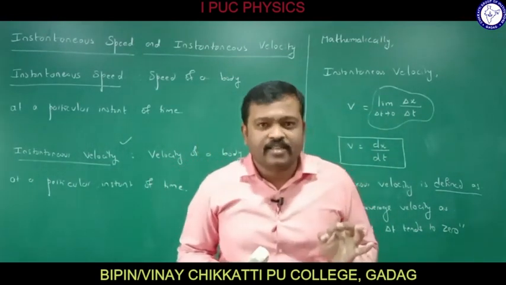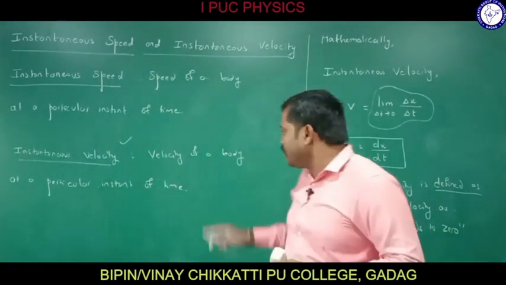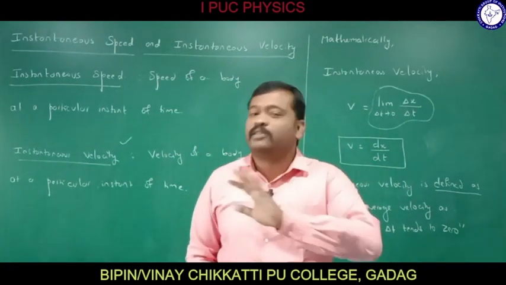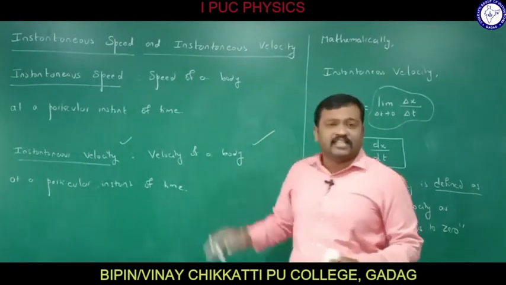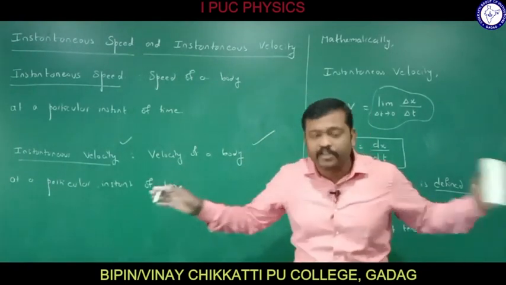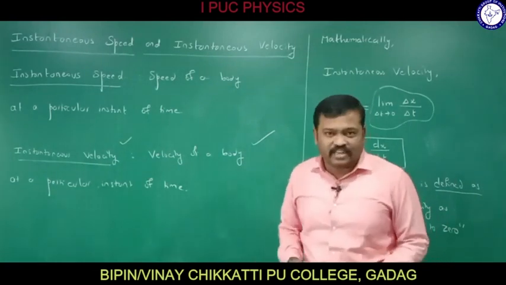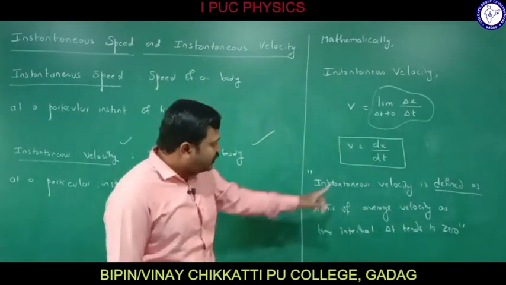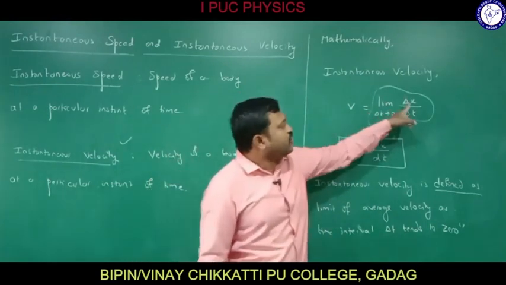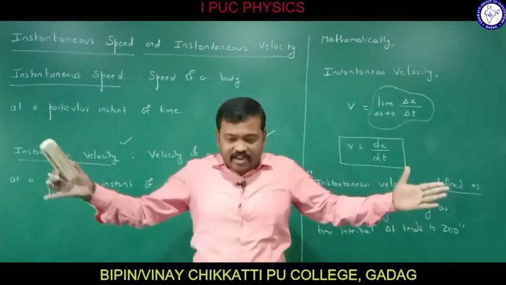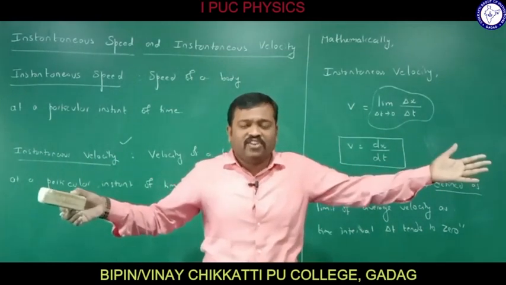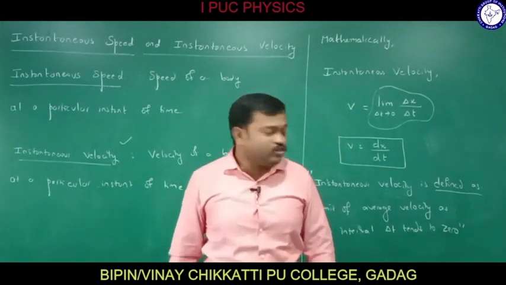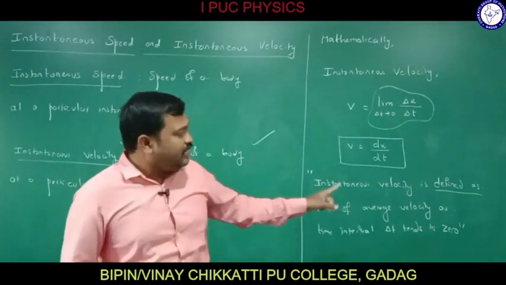If the question is asked what is instantaneous velocity, we can write any answer. But if the question is asked define, you need to write mathematically. If you write velocity at a particular instant of time, it is wrong. That is the answer for what is instantaneous velocity. So, instantaneous velocity is defined as the limit of average velocity as time interval delta t tends to 0. If I take 3 o'clock to 4 o'clock, and want 3:30, I need to reduce the time interval, and that time interval must tend to 0. So this is the definition of instantaneous velocity.